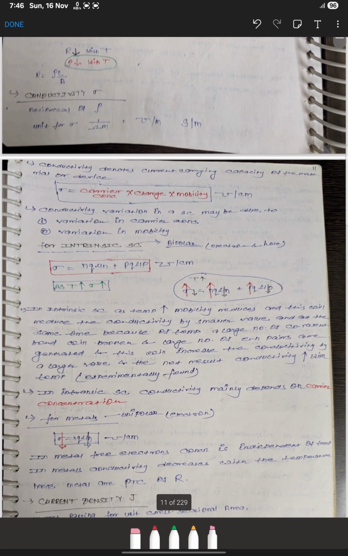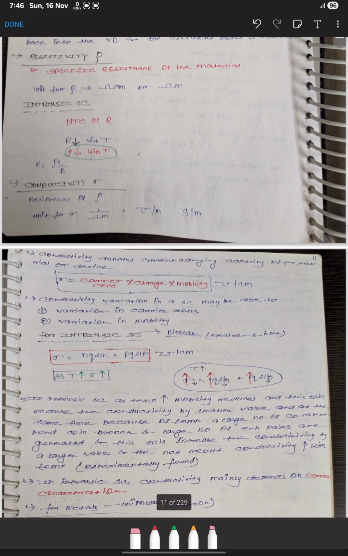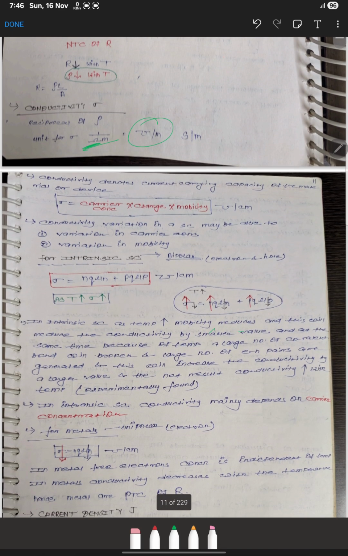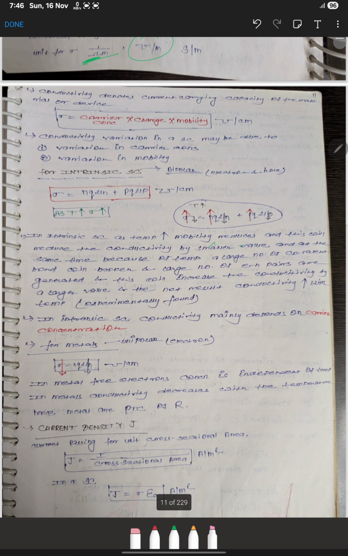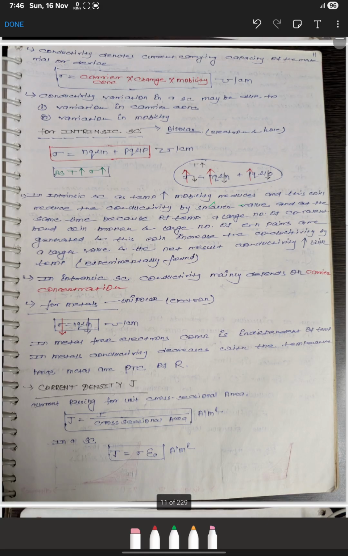Conductivity is the reciprocal of rho. The unit for conductivity sigma is 1 upon ohm meter, that is, mho per meter. Conductivity denotes the current carrying capacity of the material or device. So conductivity is carrier concentration into charge into mobility. Variation of conductivity in a semiconductor may be due to variation in carrier concentration or variation in mobility.